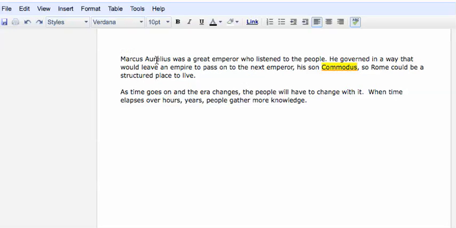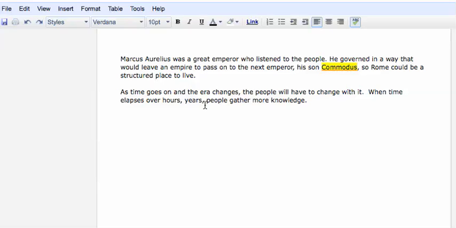And I think that this is what you meant. Marcus Aurelius was a great emperor who listened to the people. He governed in a way that would leave an empire to pass on to the next emperor, his son Commodus, so Rome could be a structured place to live. That makes a good deal more sense than what you originally had.